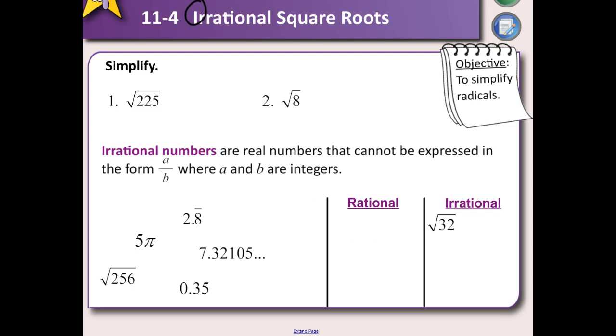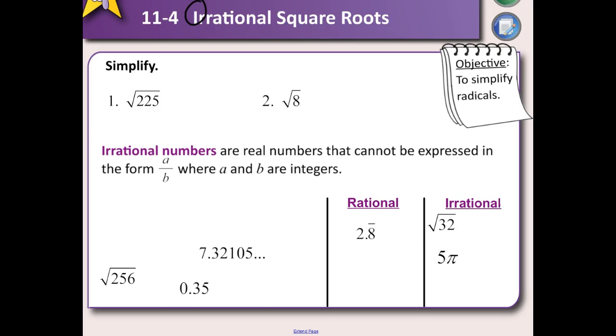Let's look at this number 2.8. Can a rational number be a decimal? Yes, it can. We spent some time on that. Can it be a repeating decimal? Yes, it can. So 2.8 is going to go over here under the rational side. As soon as you see pi, as in 5 pi, anything with pi is going to be irrational.